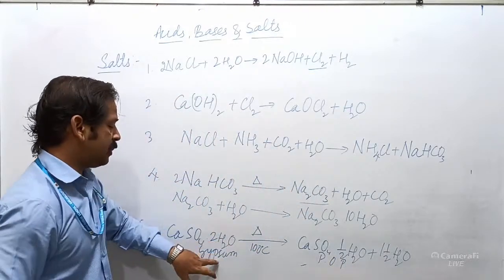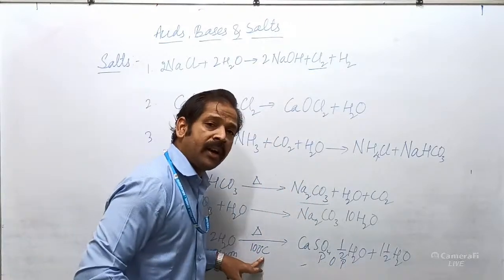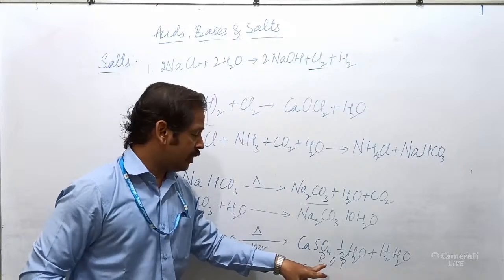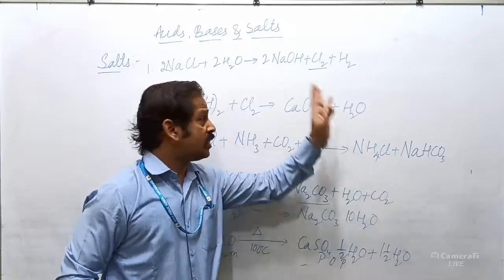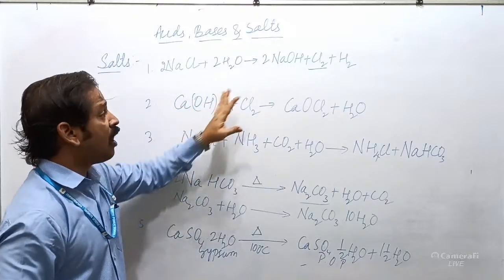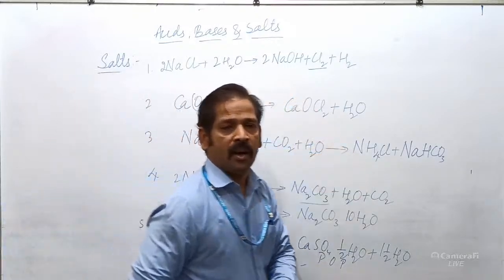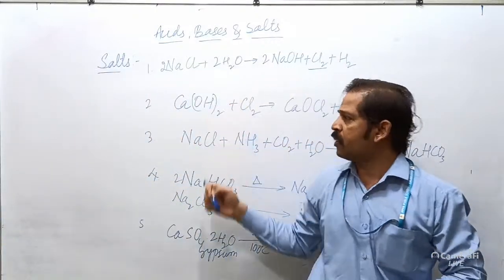If you heat this gypsum at a temperature of 100 degrees Celsius, you are going to get that plaster of Paris along with the water. These are the 5 different salts and how they have been prepared, or how they have been formed.